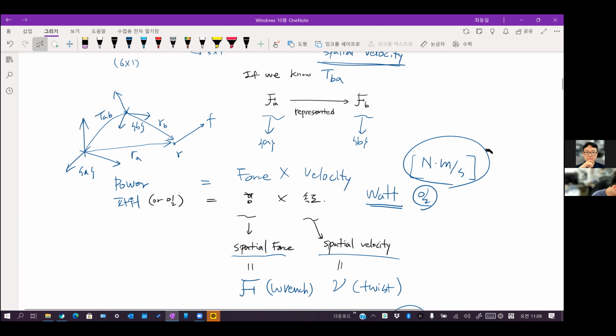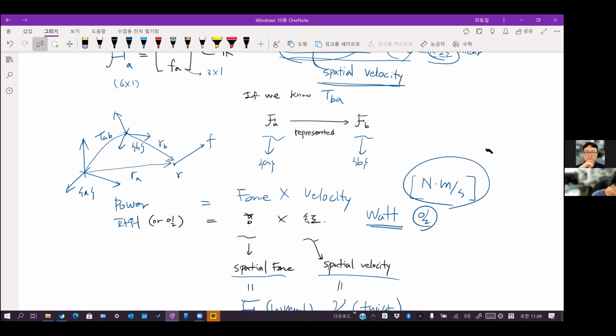So the important thing is, if some wrench is expressed in the A frame, how can I define the wrench which is expressed in the B frame, when we know the homogeneous transformation between frame B and A.